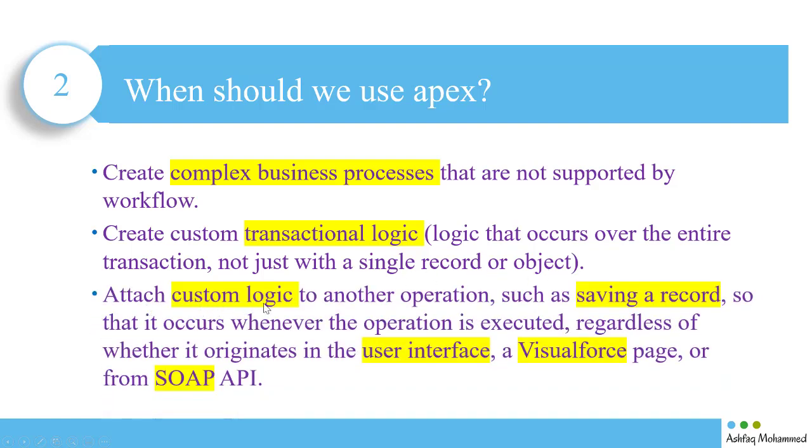So attach custom logic to other operations such as saving a record. If I click on a button, then I am saving a record. So that it occurs whenever the operation is executed, regardless of whether it originated in the user interface, whether I'm calling that save button from the user interface, or from a Visualforce page, or a SOAP API. I can write a logic and I can call it from anywhere if I want to use it.